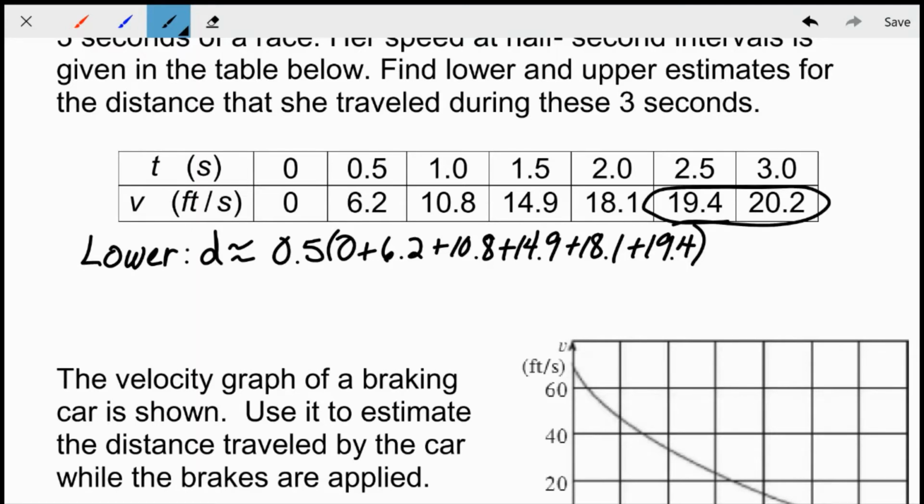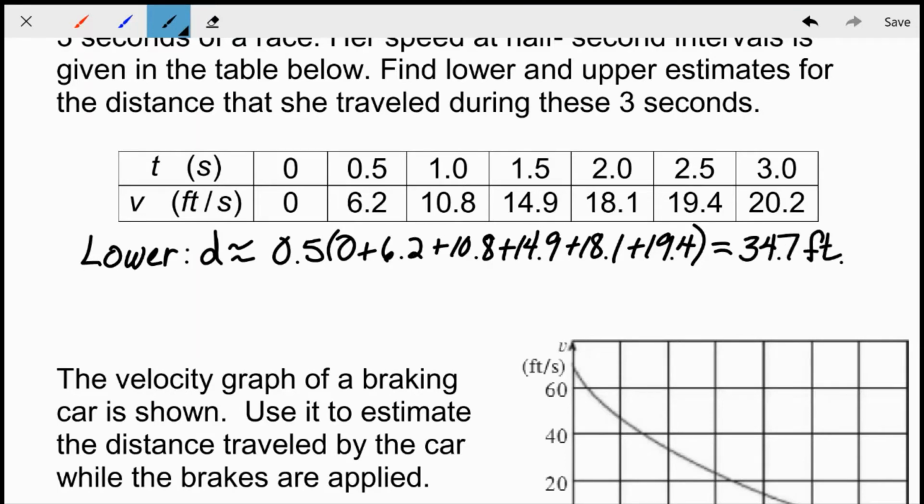Now, notice I'm not going to use this last value of 20.2 because I'm using subintervals that are a length of half a unit. So my last subinterval from 2.5 to 3, I'm only going to use the value at 19.4. So I'm essentially ignoring the point at 20.2, or the point at time 3, using this method. So my distance approximation using this method would be about 34.7 feet.